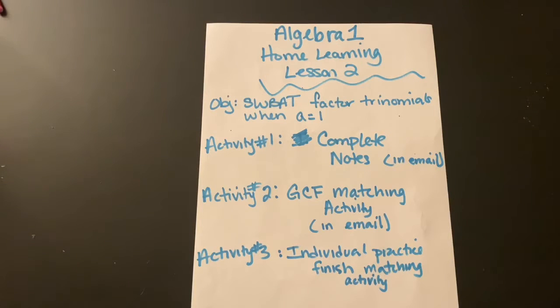Activity 2 is to start the GCF matching activity, which is also in your email. And last but not least, activity 3 is individual practice that you're going to finish. You're basically going to finish the GCF matching activity, and you're going to do that at home by yourself or with the help of your parents.